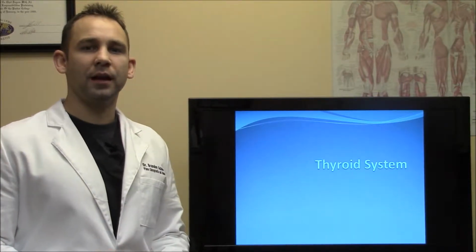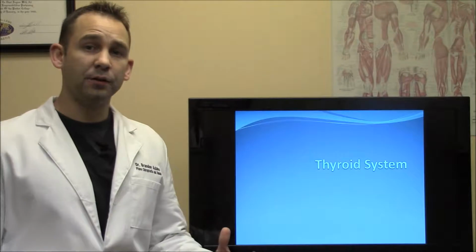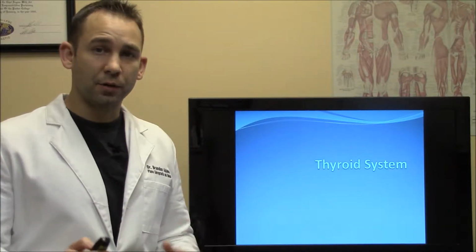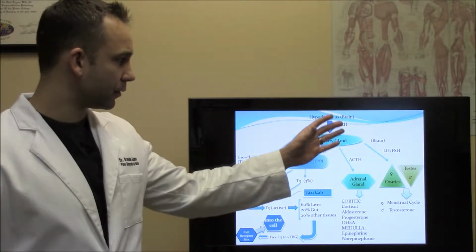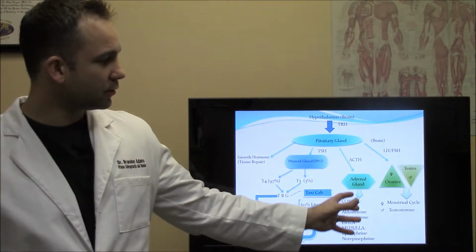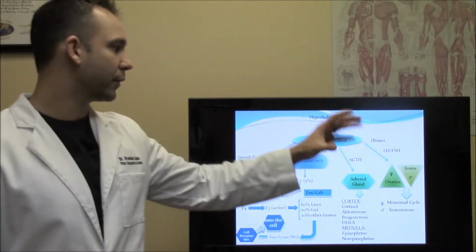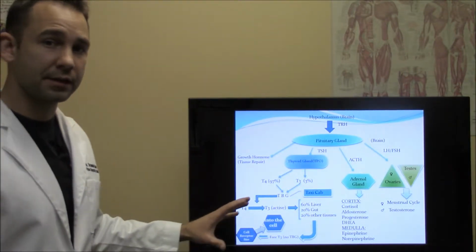Hi, I'm Dr. Brandon Adams, and in this video we're going to go over the thyroid system as well as some of the signaling processes that happen during it. So in this chart, we have the thyroid system, our adrenals, and then our ovaries and testes. We're going to focus more on this side with the thyroid system.